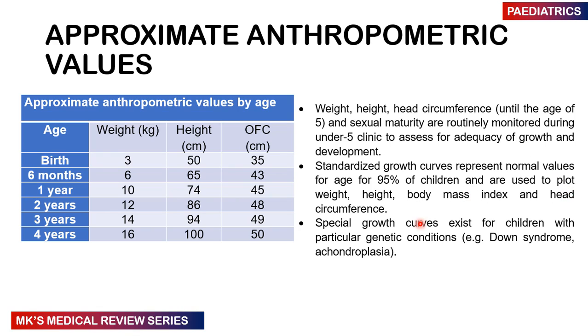Then, of course, there are some special growth charts that exist for children that have particular conditions like achondroplasia, which is dwarfism, and Down's syndrome. But here are some of the approximate values to keep in mind. So at birth, the weight, the height, the head circumference at 6 months, 1 year, 2 years, 3 years, and 4 years. And I think this is very, very self-explanatory.